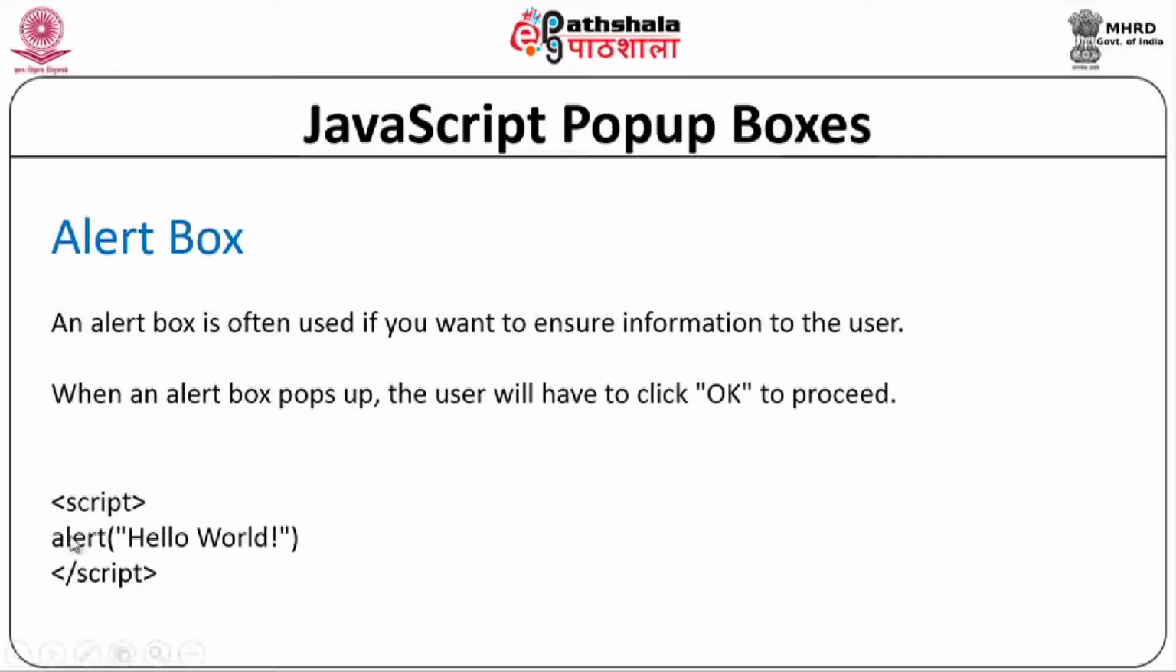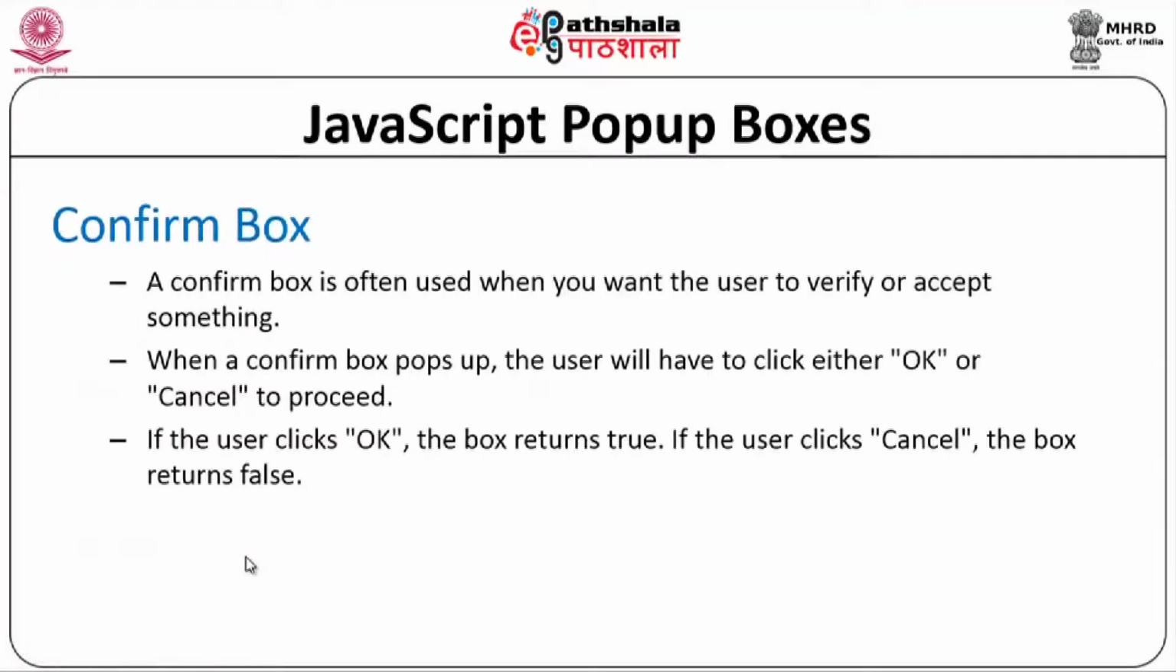So, the use of alert box would be like this. Within the script code, you use a function called alert and give the string you want to display in the alert box. And there is a dialog box called confirm box. This is often used when you want the user to verify or accept something given by the developer. When a confirm box pops up, there would be two buttons, OK or cancel, and he has to click either OK or cancel to proceed.